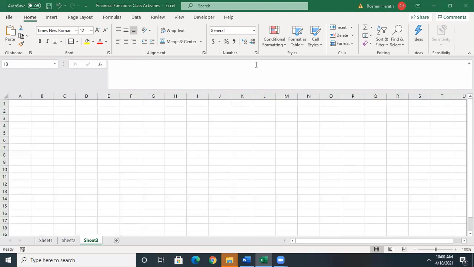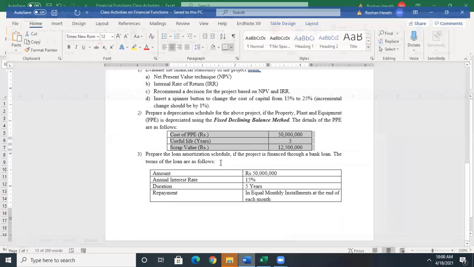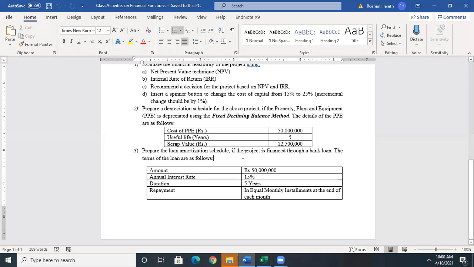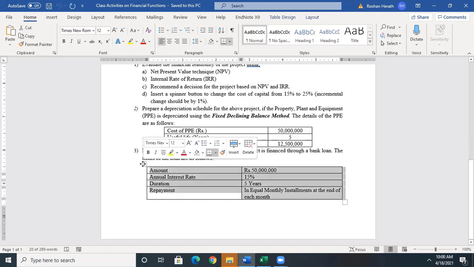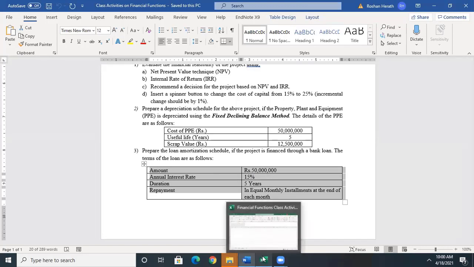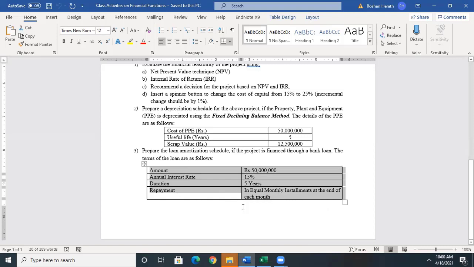Right, okay. So now let's look at the third requirement. In the third requirement, prepare a loan amortization schedule if the project is financed through a bank loan. The terms of the loan are as follows. So now you are given the information that you are going to finance this project through a bank loan. Right? So you are going to take it for 5 years. The annual interest rate is given as 15% in equal monthly installment, the repayment.